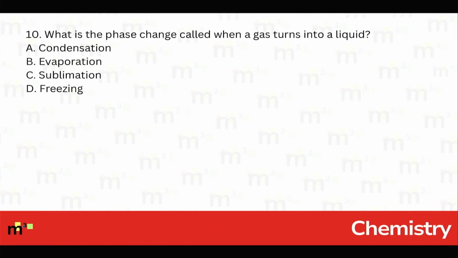Next, number 10. What is the phase change called when a gas turns into a liquid? A. Condensation, B. Evaporation, C. Sublimation, or D. Freezing. The answer here is A. Condensation.